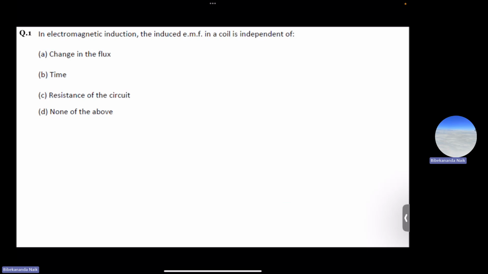So the question says, in electromagnetic induction, the induced EMF in a coil is independent of. So on which factor is the induced EMF not dependent? The options are option A, change in the flux, option B, time, option C, resistance of the circuit, or option D, none of the above. I'll give you a few minutes and then we will discuss which one will be the correct answer.